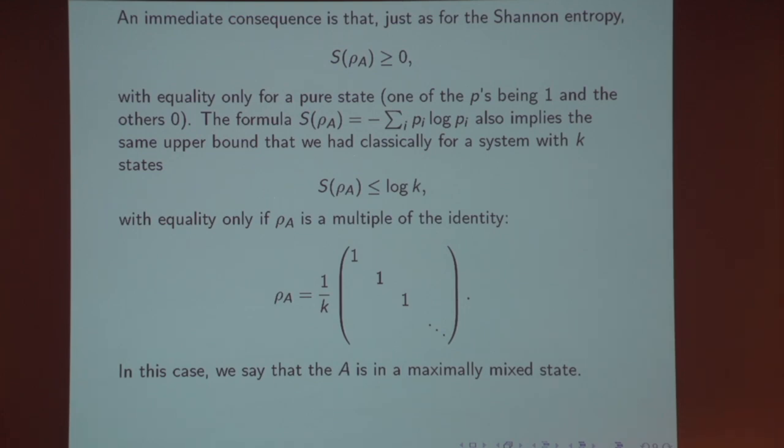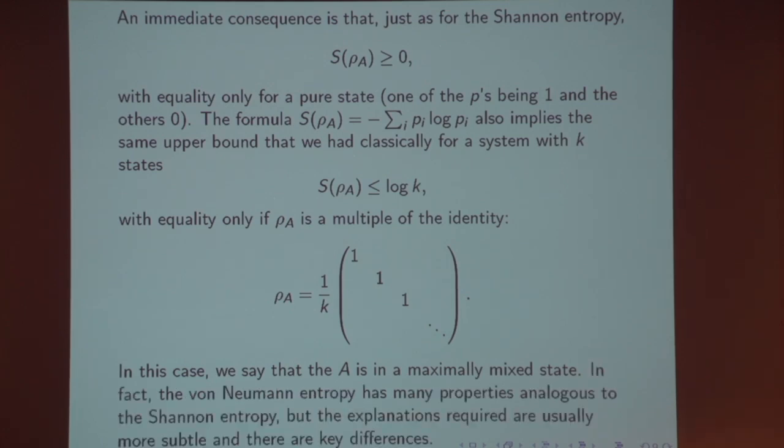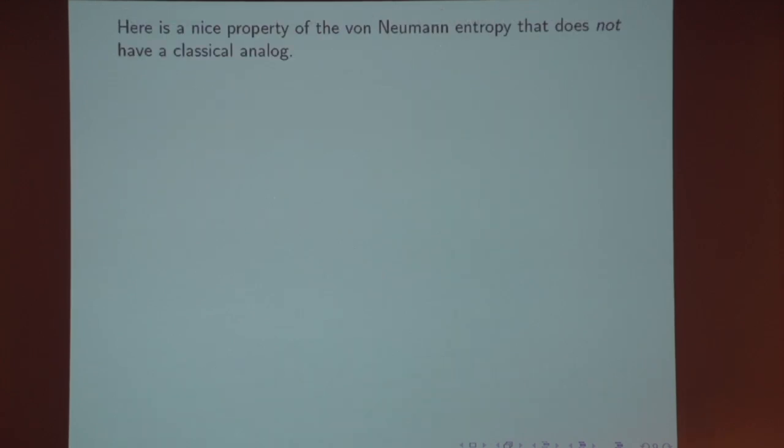If that's the case, as I said before, we say that A is in a maximally mixed state. In fact, the von Neumann entropy is in many ways analogous to the Shannon entropy as seen in these properties. But the explanations are usually more subtle and there are key differences. Well, here's a nice property of the von Neumann entropy that does not have a classical analog.